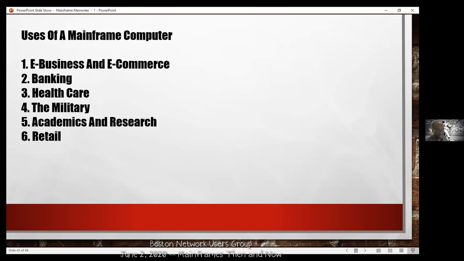Uses of the mainframe computer these days. Electronic records and healthcare. Vast military planning. Banking for sure. These are the top uses for the mainframes these days.